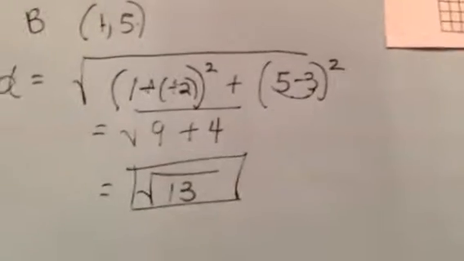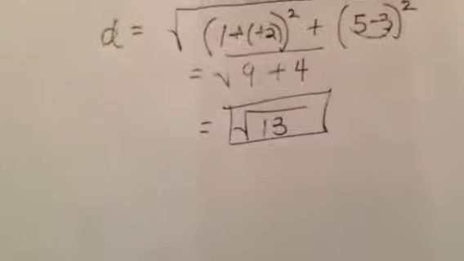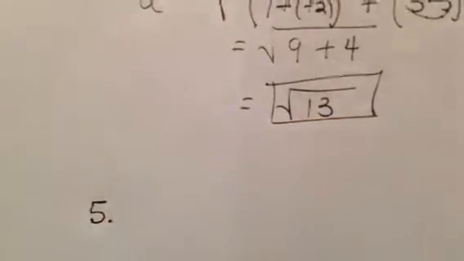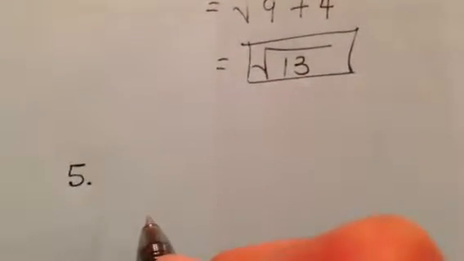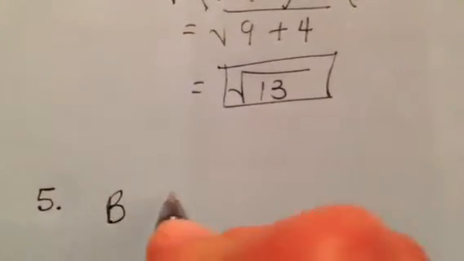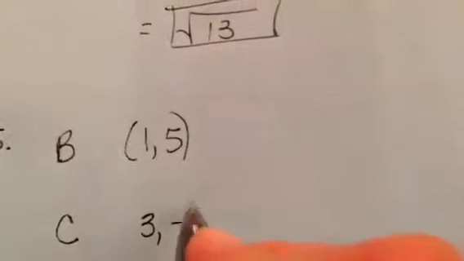Okay, let's try another one. If you look at number 5, and again, I'm on lesson 22a, it wants you to find the distance between B and C. And it tells me that B is the point 1, 5, same point up here, and C is the point 3, negative 2.